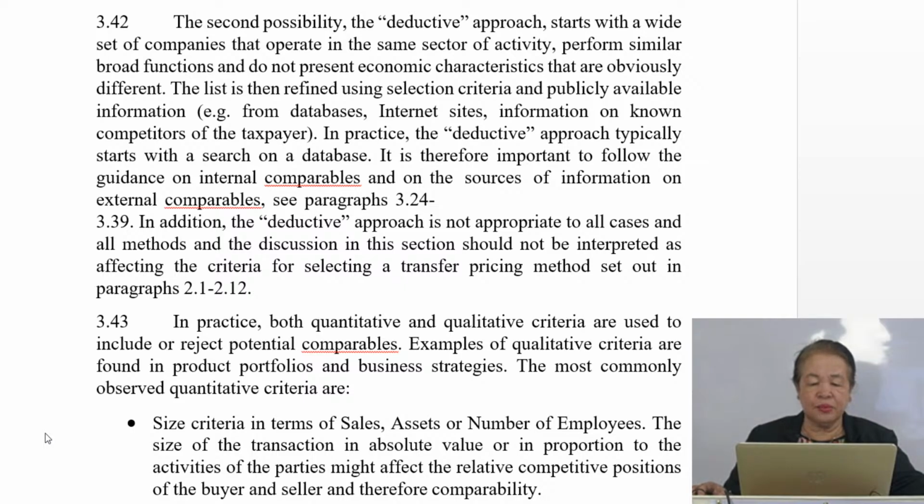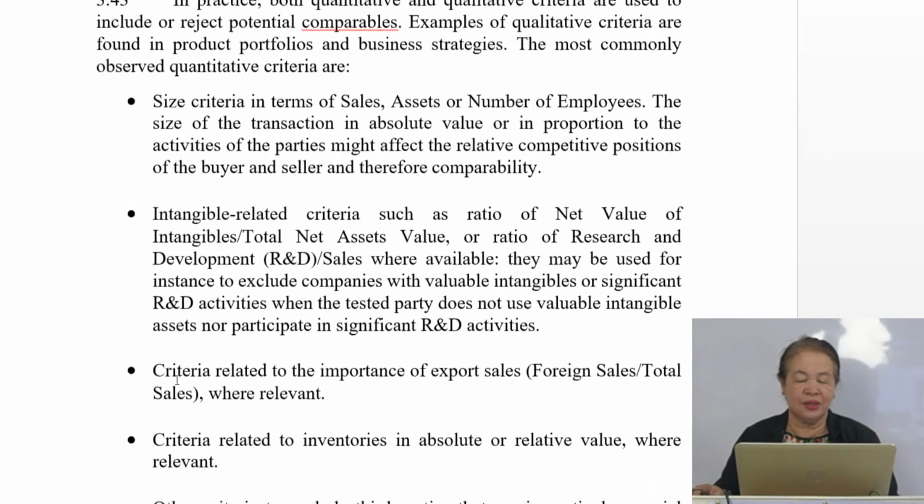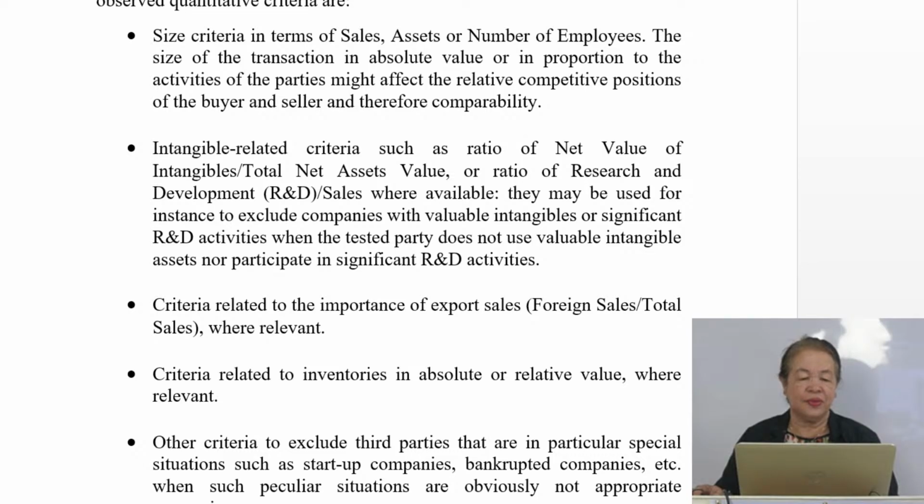So, in practice, both quantitative and qualitative criteria are used to include or reject potential comparables. Examples of qualitative criteria are found in product portfolios and business strategies, no? So, yung qualitative, quality, no? Qualitative. The most commonly observed quantitative criteria are, ito yung mga example ng quantitative criteria sa comparability, ha? Size criteria in terms of sales, assets, or number of employees, no? Ako, I usually use number of employees.